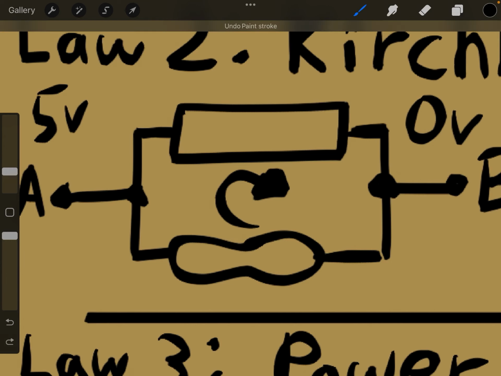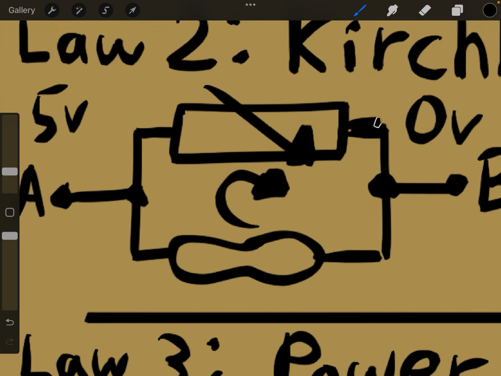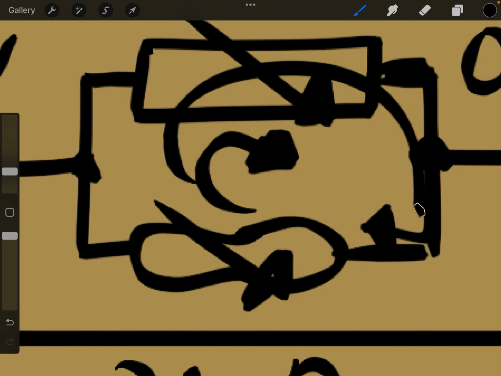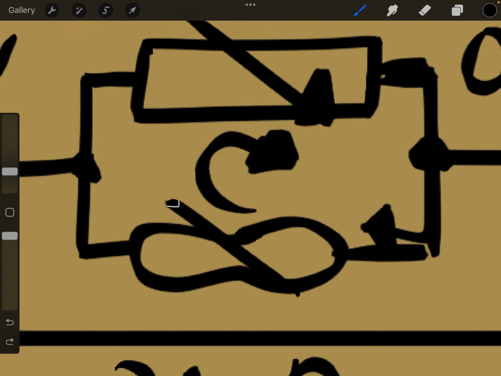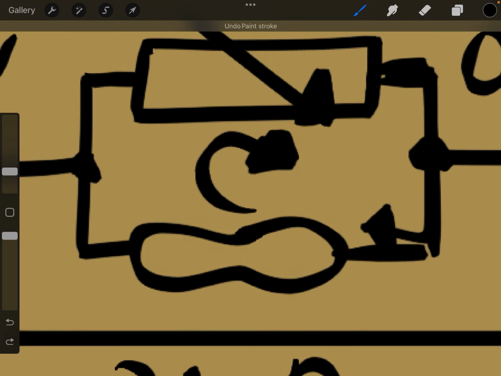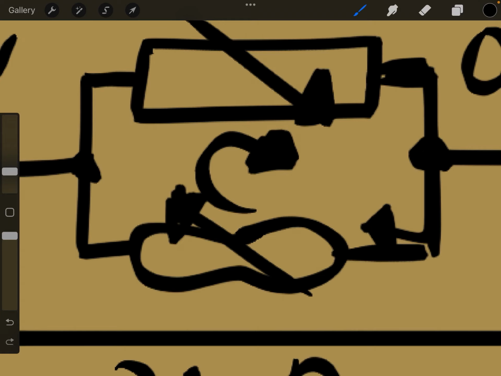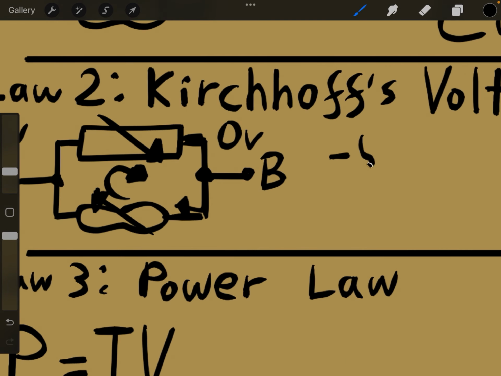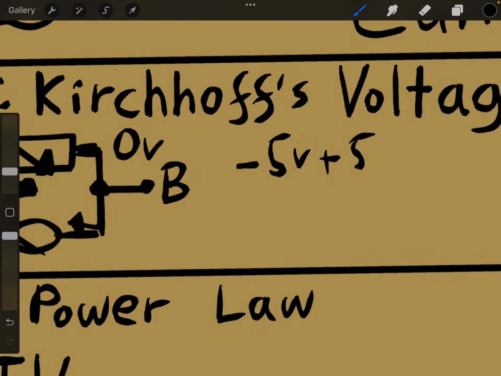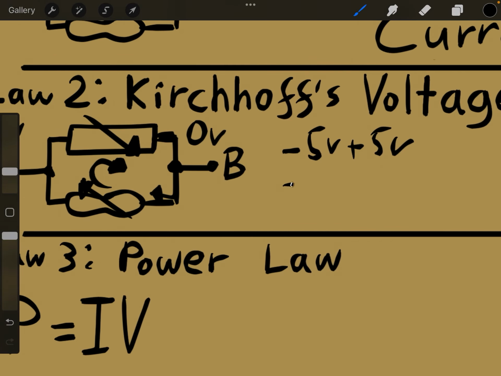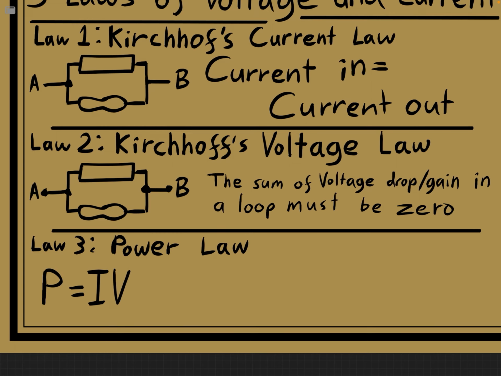So if we start from here and go around, right, 5 volts is lost across here. And if we go back around here, we know that in this direction, 5 volts are lost, but because we're traveling in this direction, there's actually a voltage increase, right? Going the other way, we're going from 0 to 5 volts, so there's an increase in voltage that way, which means we have negative 5 volts plus 5 volts. That is equal to 0 volts. So that's Kirchhoff's voltage law. The sum of voltage drops or gains in a loop must be 0.